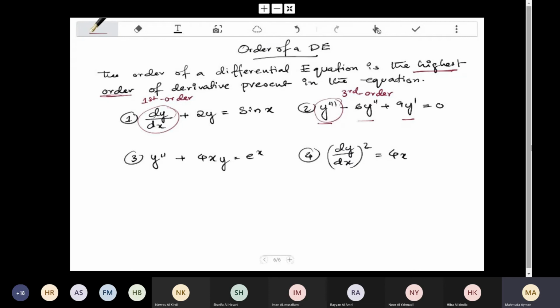Now for our equation number 3, can you all tell me what is the order? Second order. Yes, that's correct. So here we have second order. Can you all tell me for the fourth equation what is the order?